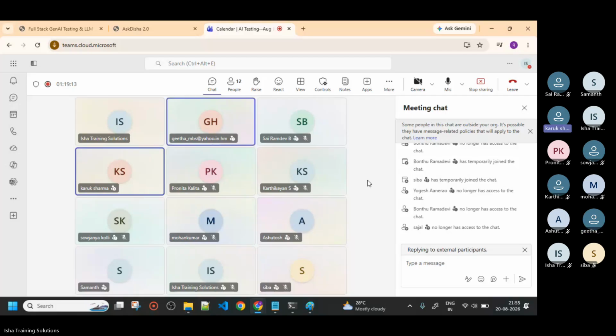Yeah. So my last question is, the way you have created this application, Ask Disha, we can create our own application and we can generate Playwright code to test the AI applications. Yes, that is the final thing we are doing with that. Okay. Yeah, that answered my question. Thank you so much.